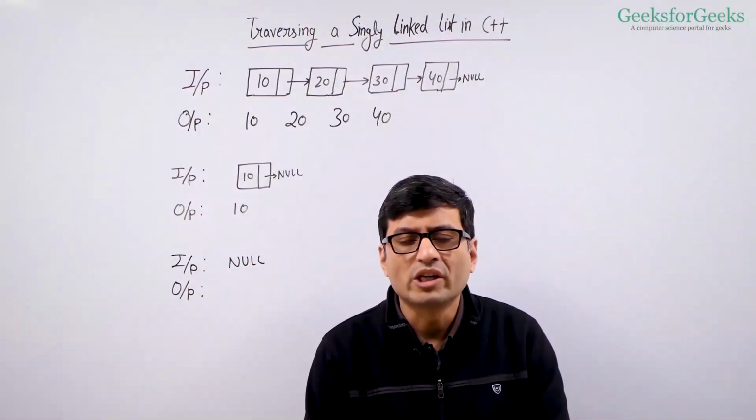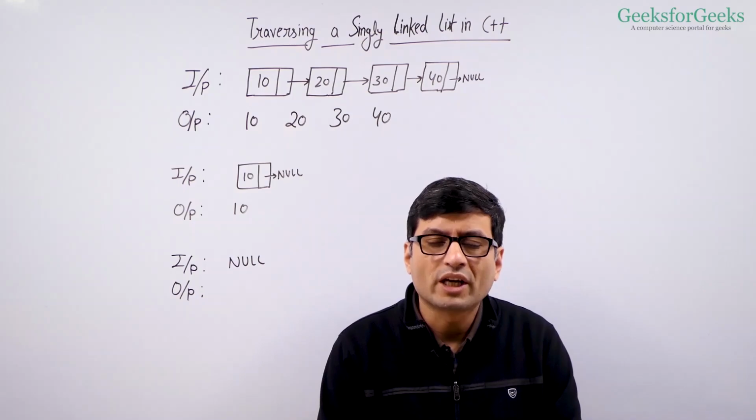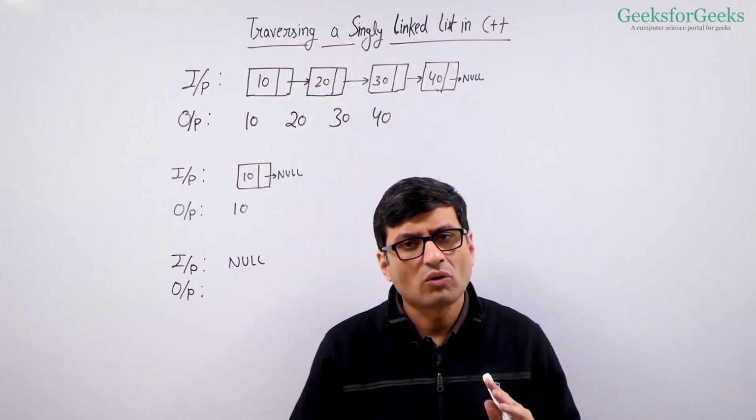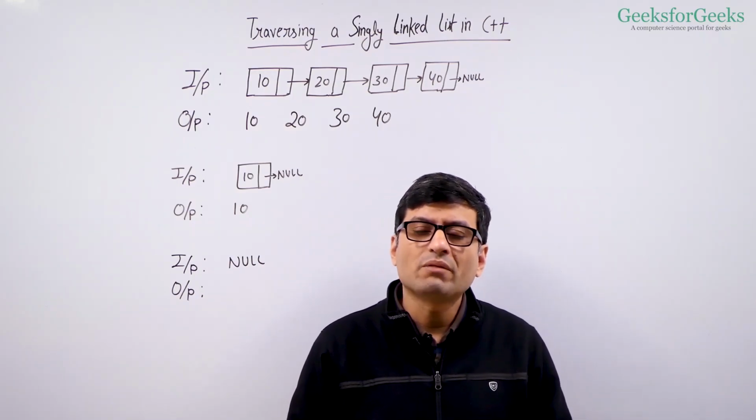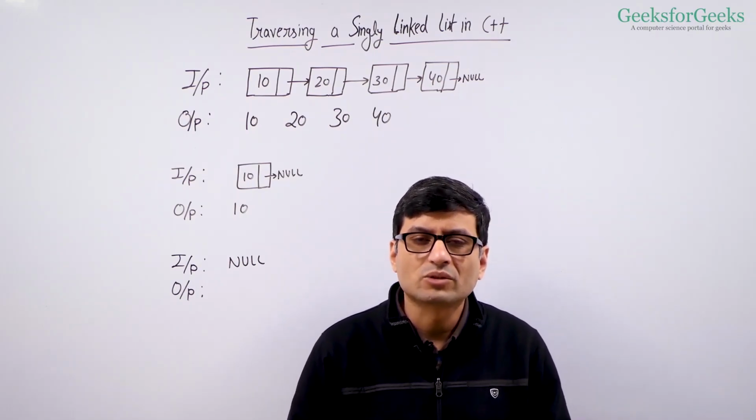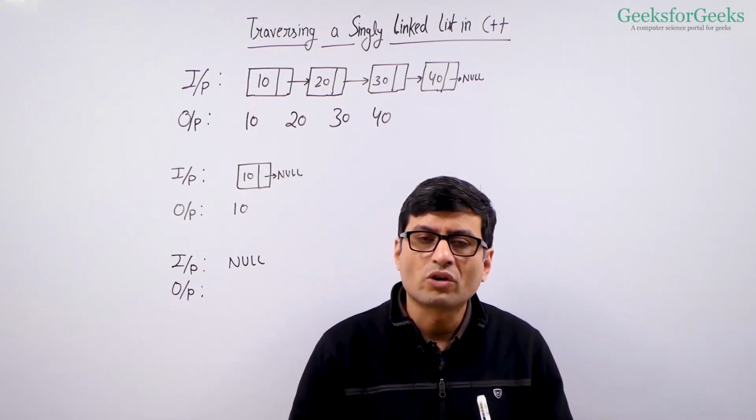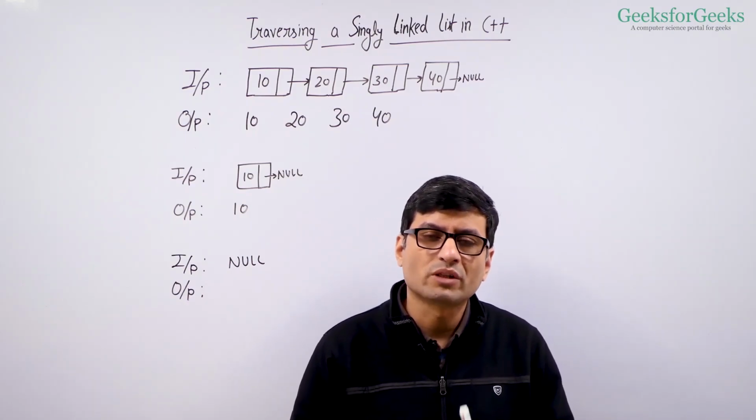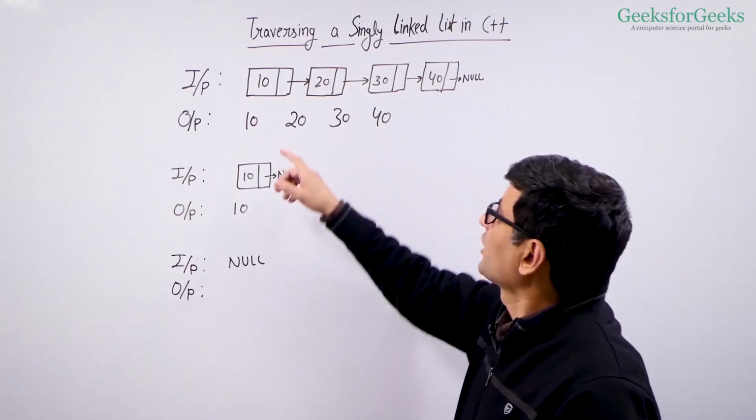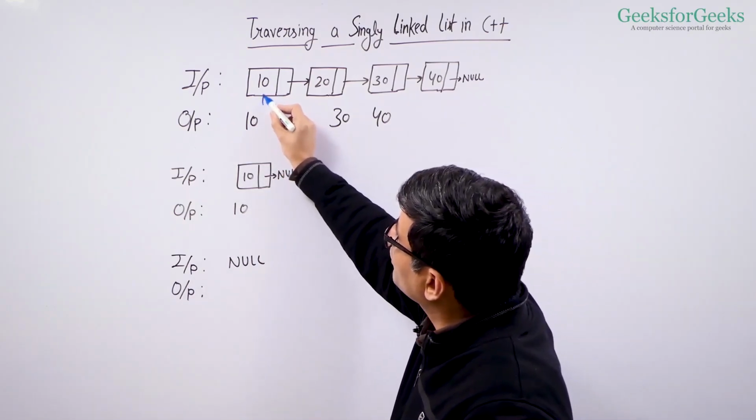Let us talk about linked list traversal in C++. So we have a linked list created already and we have the head pointer of this linked list. Our task is to traverse this linked list and print the contents of all the nodes one by one. For example, here we have the head pointer, which is a pointer to this node.